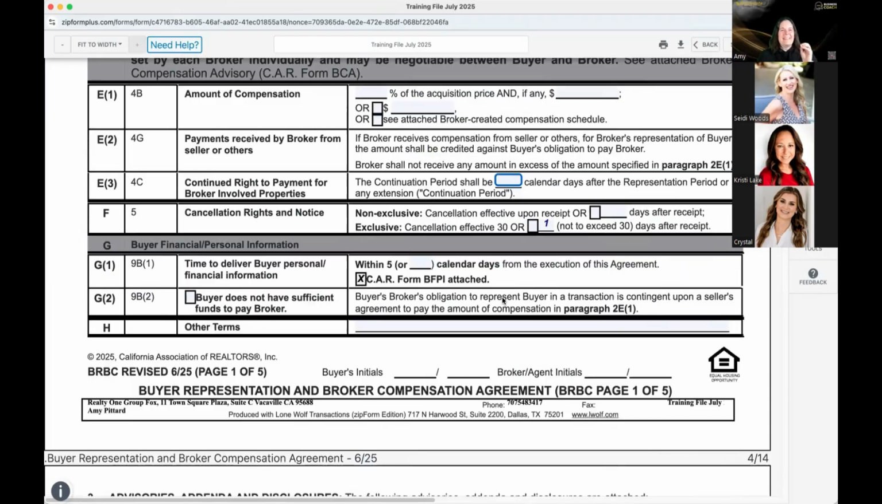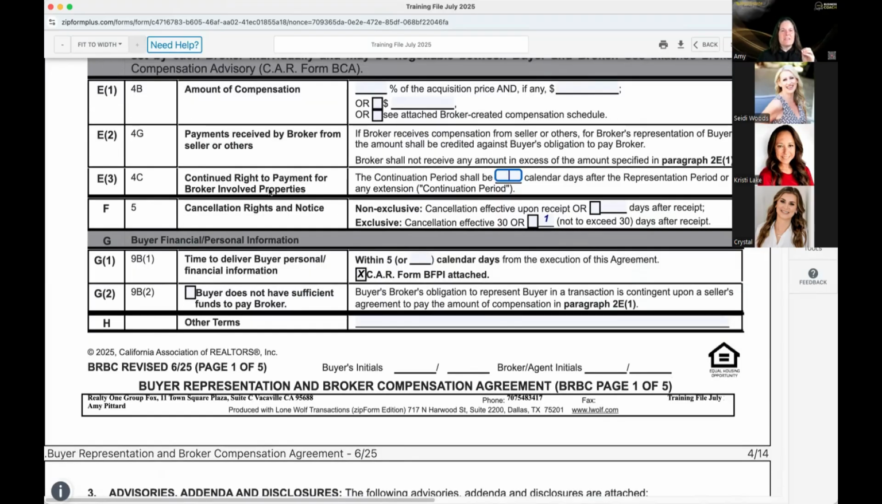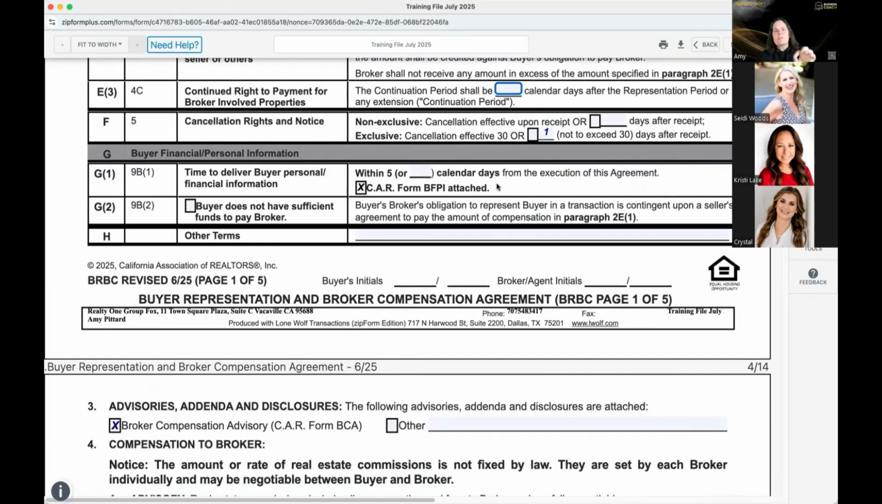All right, let's see here. Continuation rights, we did that. Buyer financial and personal information. G1, time to deliver buyer personal financial information. Okay, within 5 days from the execution of this agreement. So just so you guys know, there's a form. It's called the BFPI form. The buyer, per this contract with us, is required to provide us their financial information. They've provided us a form to help with that.